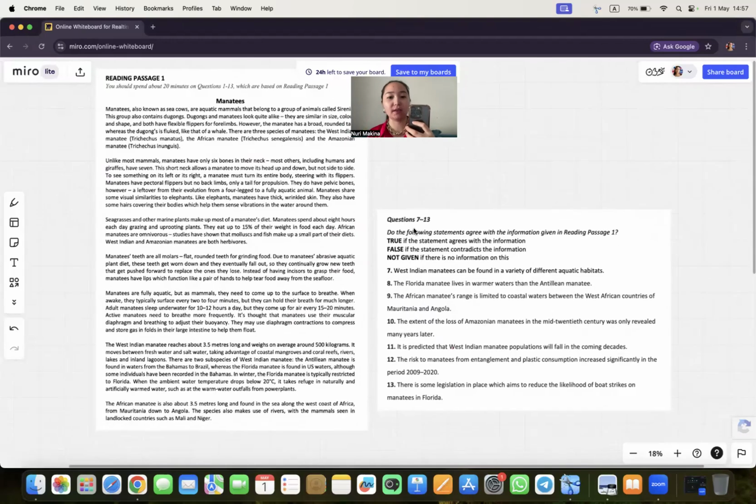The most important thing here is highlighting. Yay, we love highlighting the keywords. That's our best friends, okay? So please try to highlight whenever you see the names, the time period, and the words in a capital letter. That is going to be a game changer. You're going to find the information easily.